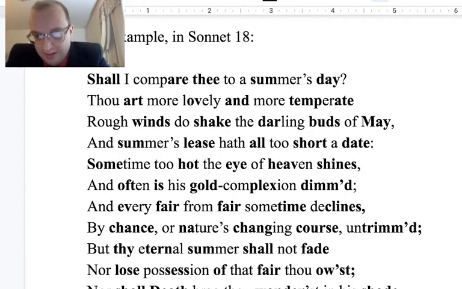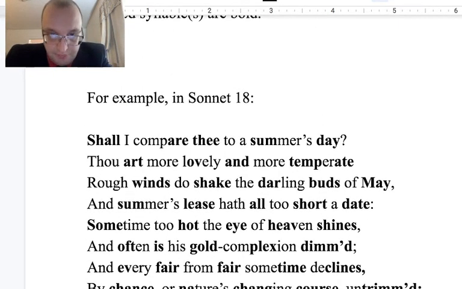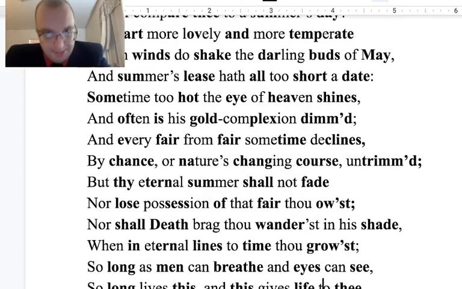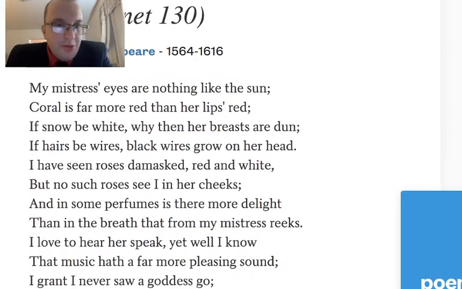Usually when students do poem imitations, Shakespeare's a little easier, right? So long as you get the beat and get the rhymes right, the rhymes are a little easier to keep up with, you're good. But let's compare that to Sonnet 130.